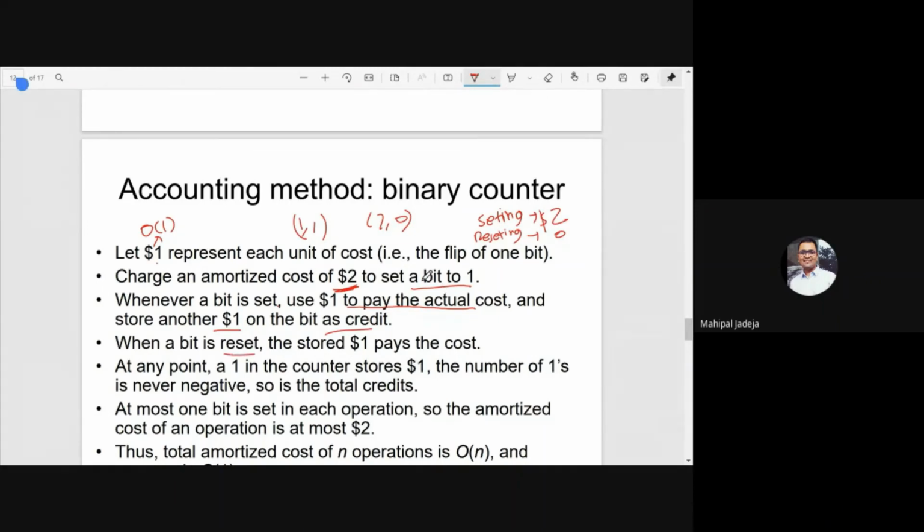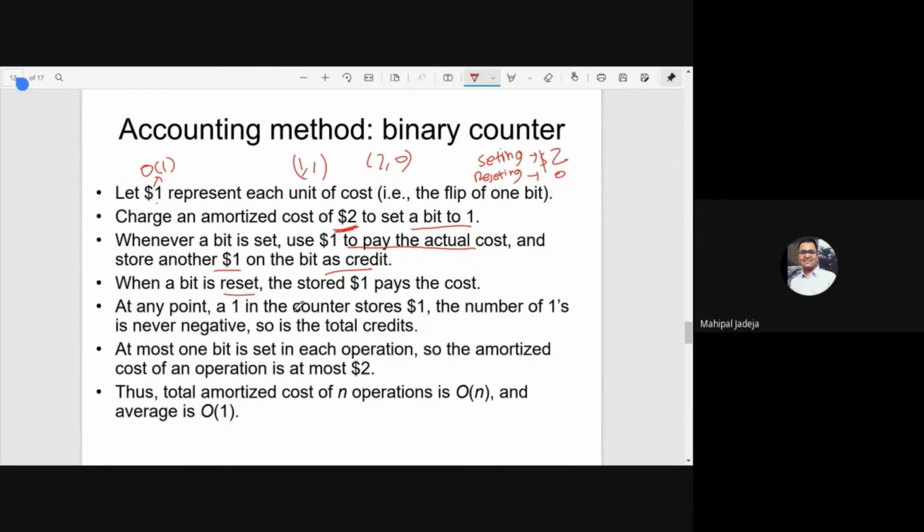Now we also need to take care of constraints. At any point of time, the number of ones in the counter cannot become negative, and therefore the total credits cannot become negative at any point of time. This is required. At most one bit is set in each operation, this we know. So the amortized cost of an operation is at most 2, and this is clear from the increment algorithm.